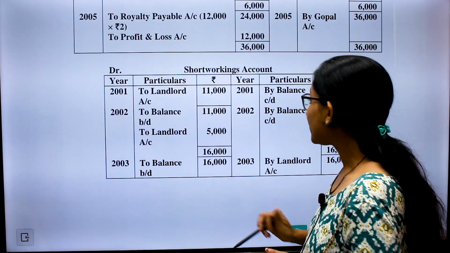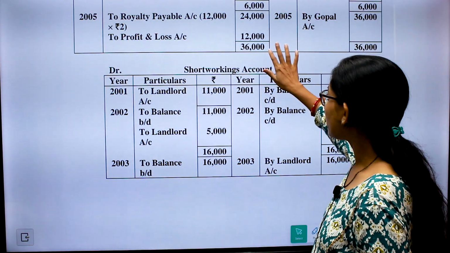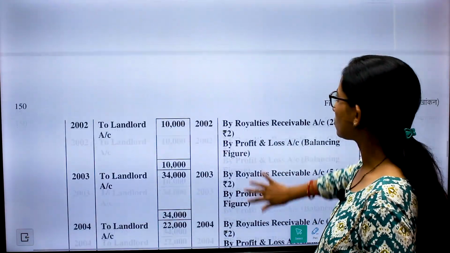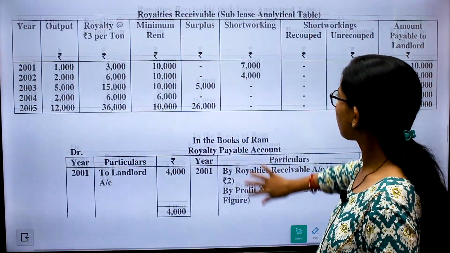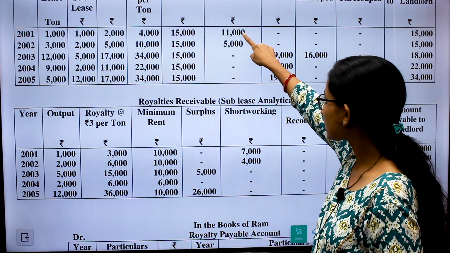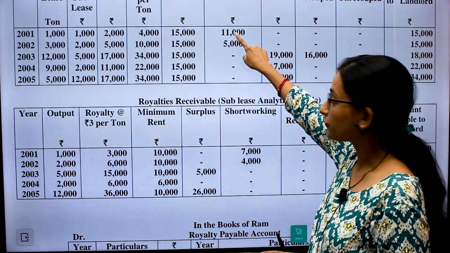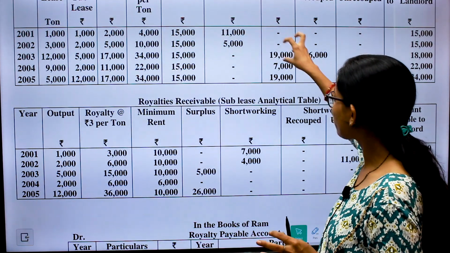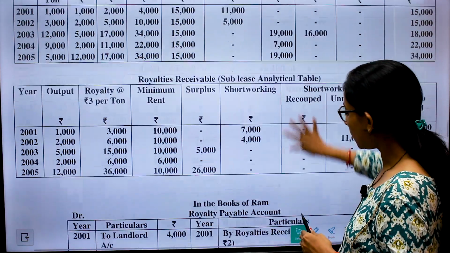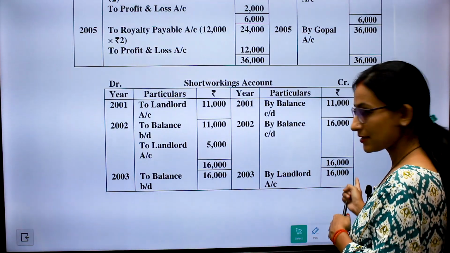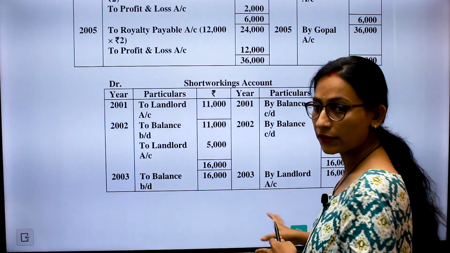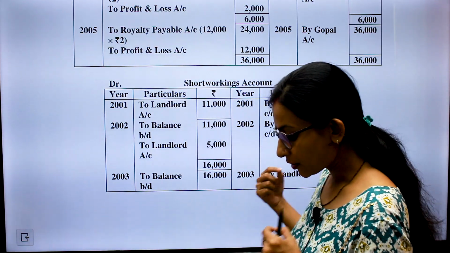Okay, but in 2003 there was a surplus of 19,000. This 16,000 short working amount we will recoup from this 19,000. So we will credit the landlord by 16,000. So it gets tallied in that year. This is the short working account prepared in the books of Ram.